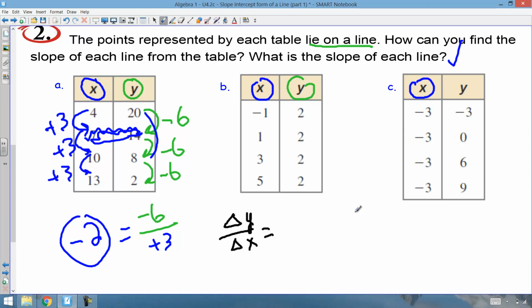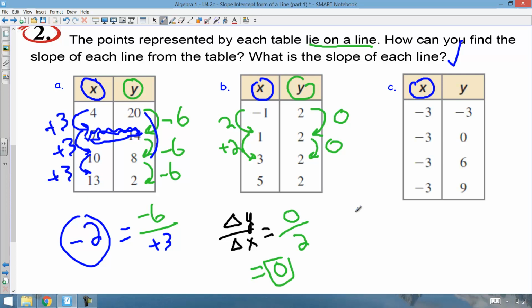So how does y change from here to here? Well, it does not change. How does it change from here to here? Well, it does not change. It's still the same. So the change in y seems to be 0. And what's the change in x? Well, from here to here, it's positive 2. And then from here to here, it's also positive 2. And again, 2. So it's 0 divided by 2. But 0 divided by 2 is just straight up 0. So the slope of that line is 0.